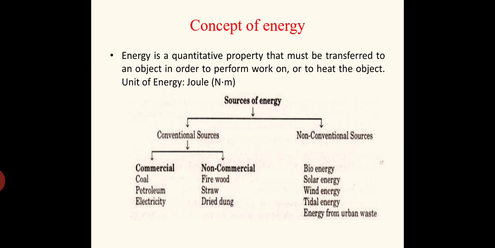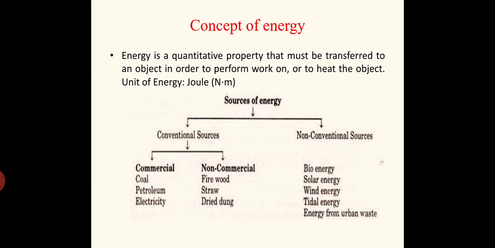Now coming to the simple classification of sources of energy. The sources of energy can be simply classified into two categories mainly. First is conventional sources, the other is non-conventional sources. The conventional sources are further classified as commercial as well as non-commercial. Coal, petroleum, electricity come under commercial sources of energy, and firewood, straw, dried dung all come under non-commercial sources of energy. And coming to non-conventional sources of energy, the major contributors are bioenergy, solar energy, wind energy, tidal energy, energy from urban waste, as well as geothermal energy.